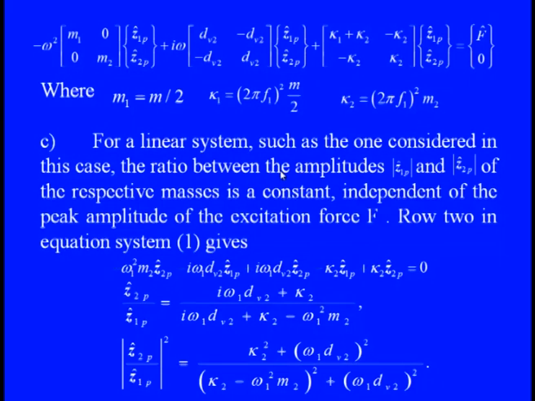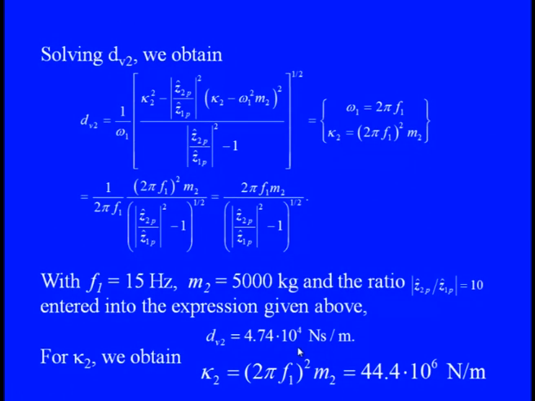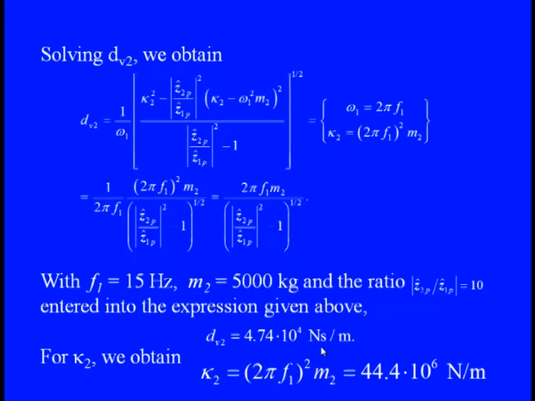We can get this z2p and z1p, and when we square it, we know it is equal to k2 square plus omega 1 dv2 whole square, divided by k2 minus omega square m2 whole square plus omega 1 dv2 whole square. So this is the individual factor when we evaluate z2p by z1p whole square. Our intention is to find out what dv2 is. So dv2 can be straightaway calculated as 1 by omega 1 times the square root of k2 square minus z2p by z1p whole square into k2 minus m2 omega 1 square, divided by z2p by z1p square minus 1.